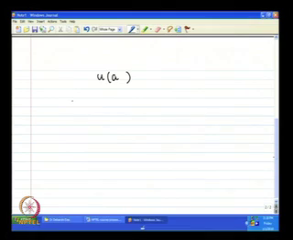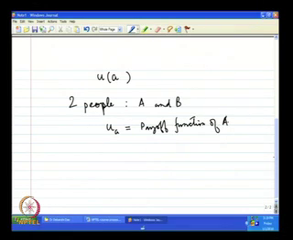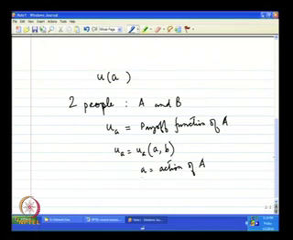So, it might be the case that there are two people, maybe A and B, and suppose UA is the payoff function of A. Then we know UA is of this form: UA is a function of small a and small b, where small a is the action of A and small b is the action of B.